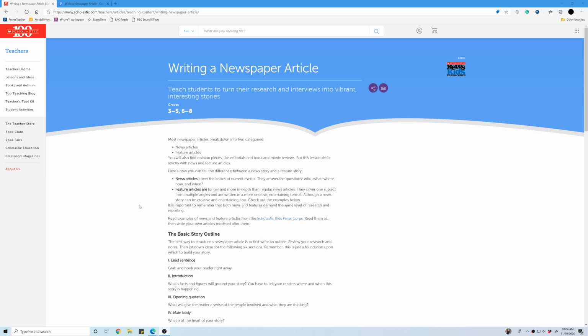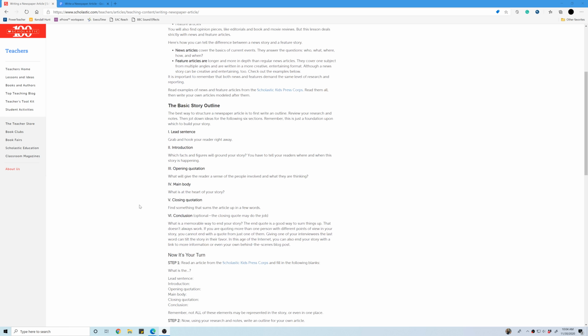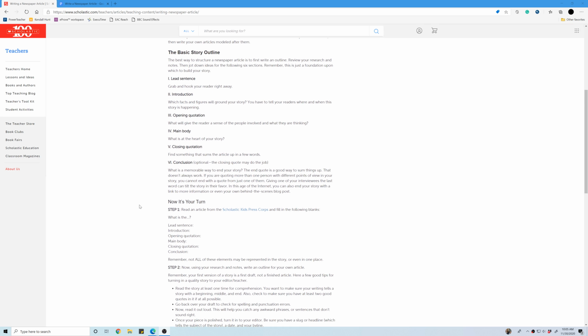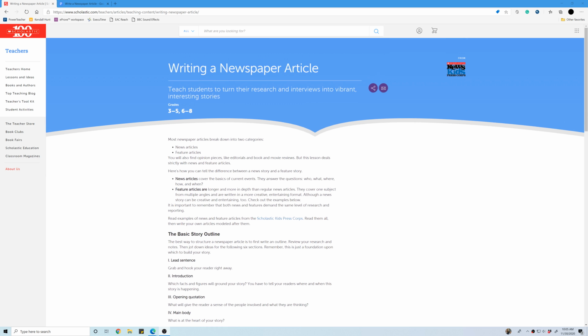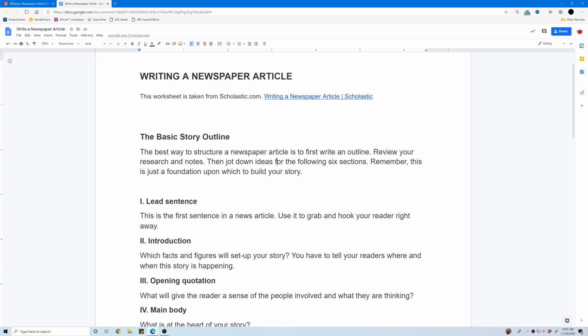So what I want my students to do is to write a newspaper article. But there are some basic things that we need to know first about the structure, kind of the order of a newspaper article, so that you can do it yourself. So, like I said, I'm getting all this information from the Scholastic website. If you want to go see it yourself, you can do that. I've just turned it into something that's a little bit easier for my students to fill out. That's what this document is right here, and it links back to the original source right there.